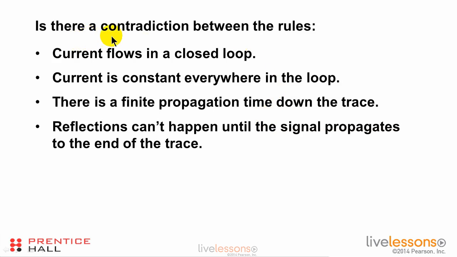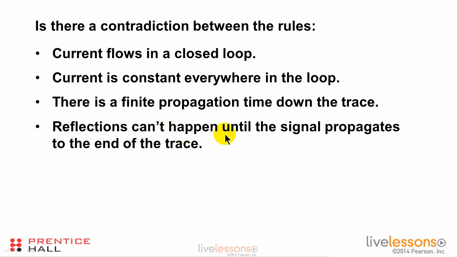Now, sometimes we can wonder, is there a contradiction between a variety of the rules that we're talking about? First, current flows in a closed loop. Current must flow in a loop. Current is constant everywhere in that loop. Yet, there's a finite propagation time for the signal to propagate down the trace.